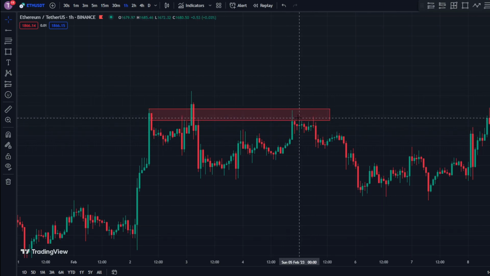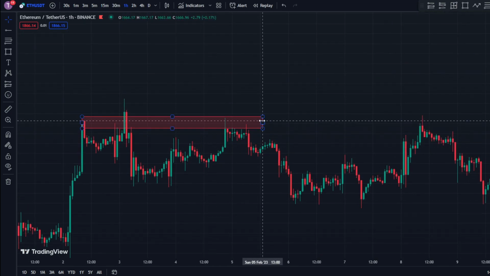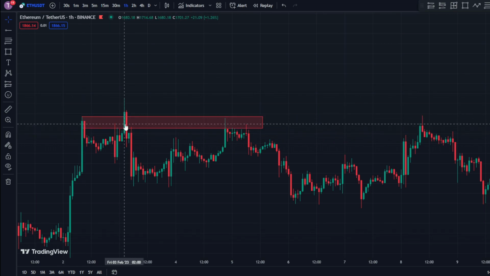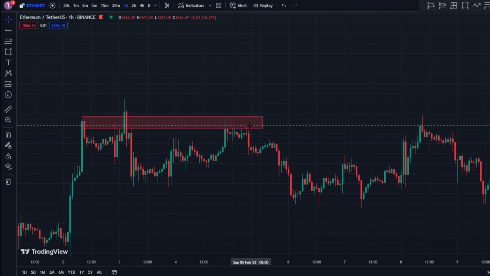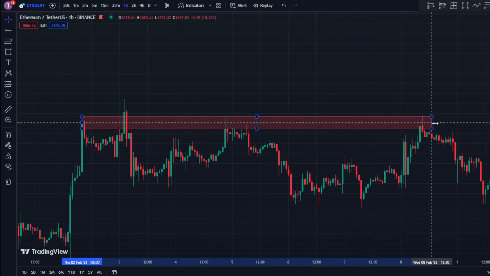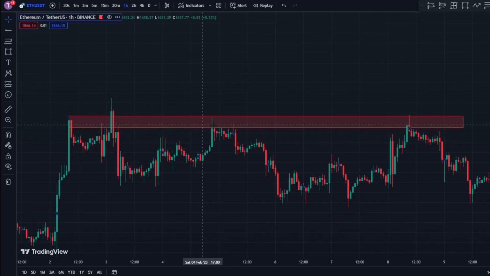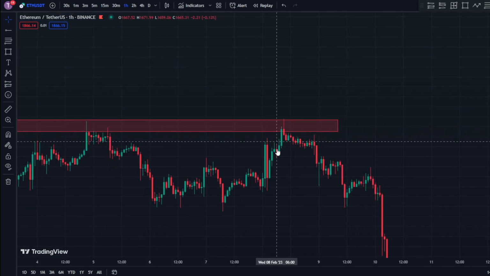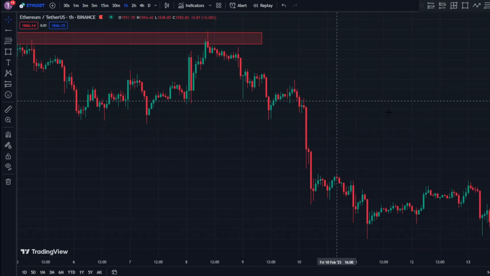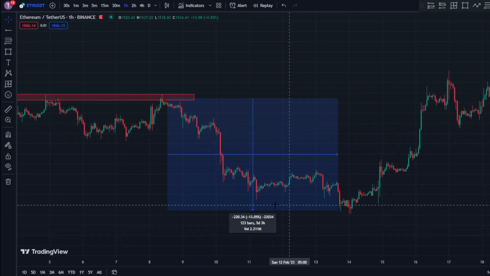But obviously there are times where resistance and support won't always work. But anyways, you can see that if we have these 1, 2, 3, 4, 5 touch points on a resistance zone, you know that the next time it reaches this zone again, there's likely to be another rejection. And if we draw the entire resistance zone all the way here, you can see we have that perfect example where it reaches here, gets rejected, and drops by so much. Let's see, it drops by 13% right here.